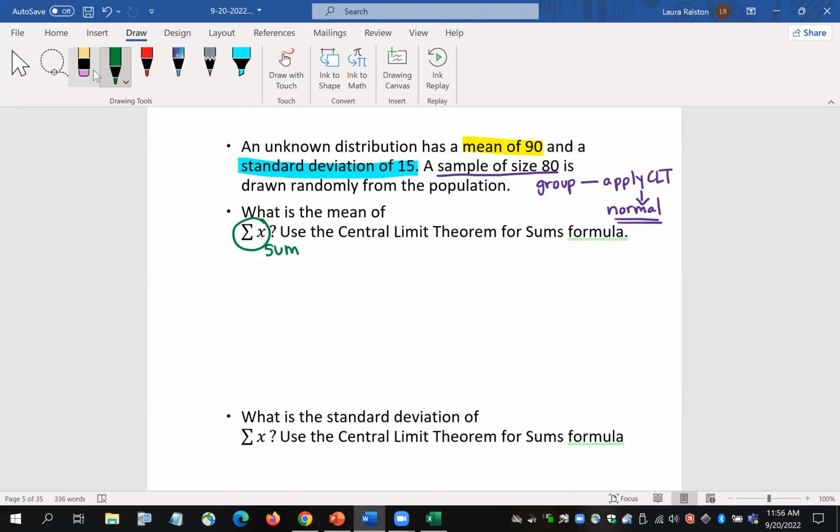It even goes one step further because it says use the central limit theorem for sums formula. So I know that the mean of the central limit theorem for the sum is the original mean times the sample size. So my original mean given in the problem is 90. My sample size is 80. So 90 times 80 is 7,200.